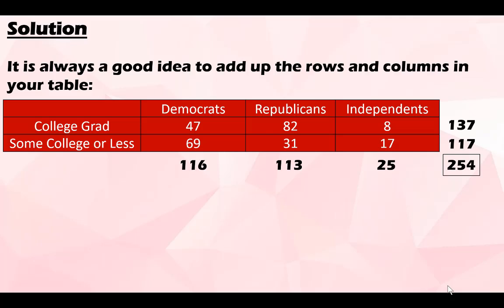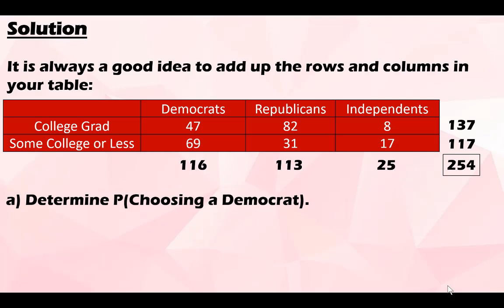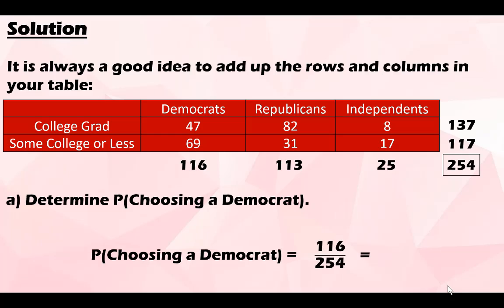Now we're ready to answer our questions. The first question was, what is the probability of choosing a Democrat? Well, from our totals, we know there were 116 Democrats out of the 254 people at the rally. So the probability of choosing a Democrat is 116 out of 254. Again, we want to be able to reduce this fraction. We can divide the top and bottom by 2, and that leaves us with 58 over 127. And that's your answer to part A.